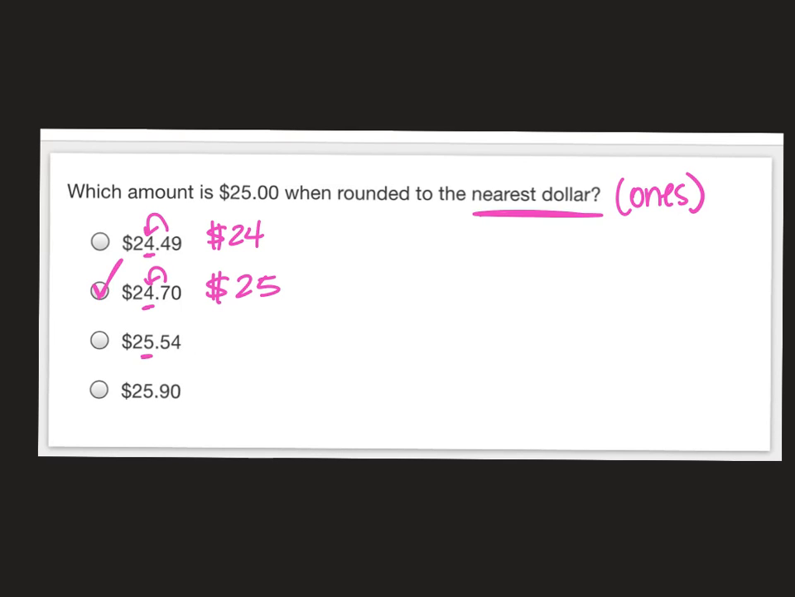We can look at the next one just to check. The 5 would tell it to go up, so this would be 26. And the last one would do exactly the same. It would also be 26. So that second choice is definitely your answer.